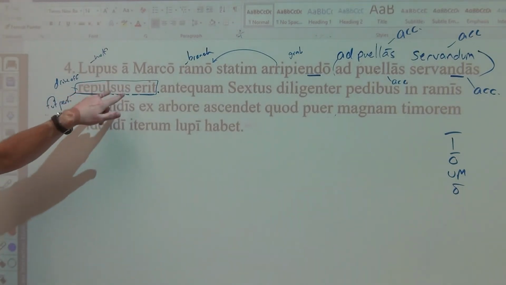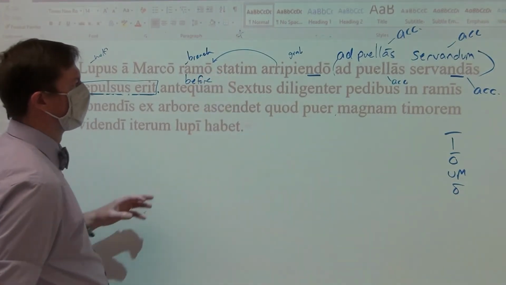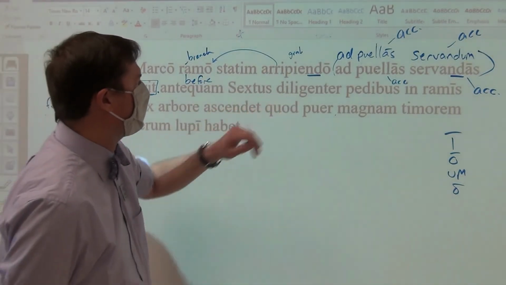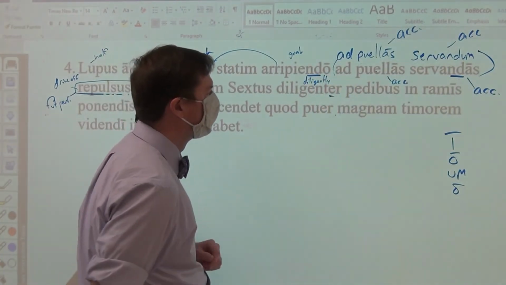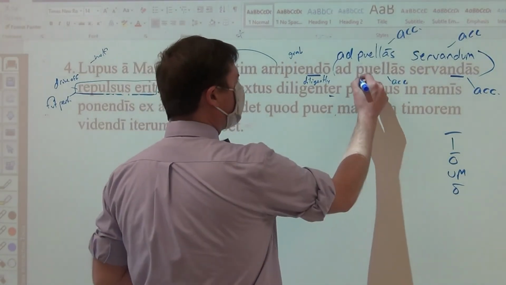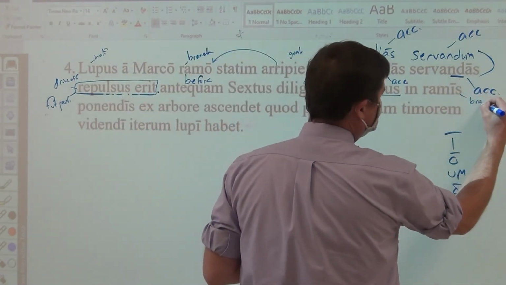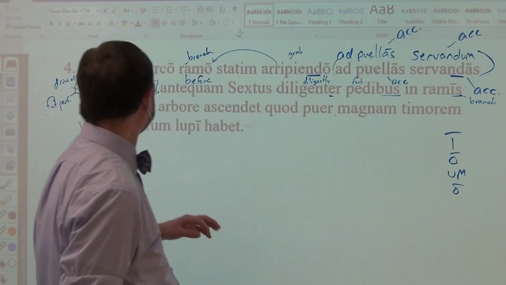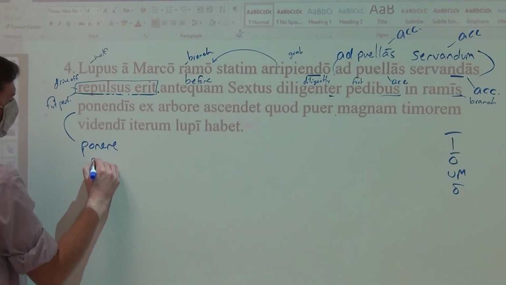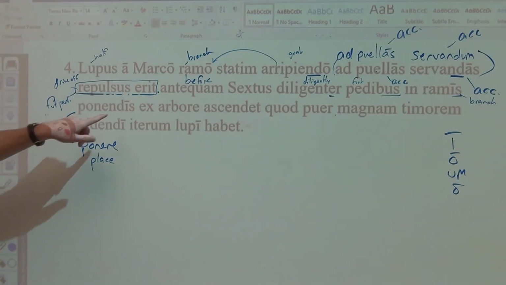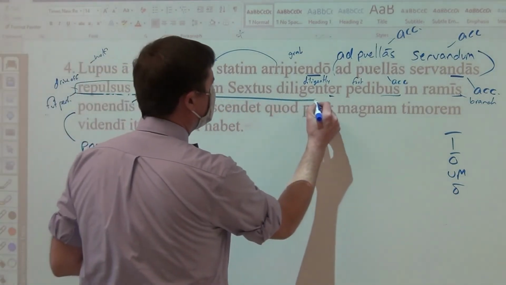Now, moving on, all of this will have been done antequam, which means before. Sextus is obviously our subject. Diligenter is merely an adverb that means diligently. Pedibus, that's the word for foot. Note its form in the dative or ablative. In ramis, that of course is a branch, but it is plural. And we end up with ponendis. Now ponendis comes from pono, ponere, that means to put or place. It is a gerundive, so it must be modifying something. And what it is modifying is the pedibus.